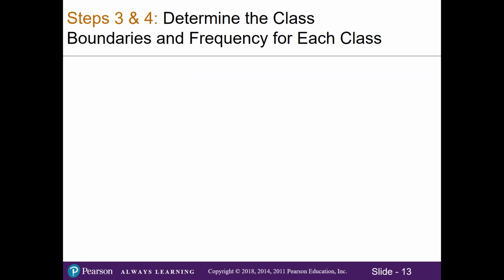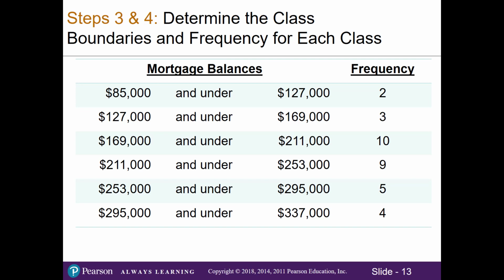In steps 3 and 4, we will set up the upper and lower boundaries for each class, and then count how many properties appear in each of these classes. Now this is where you get to use your judgment and decide where would be a good place to start. In this example, I'm starting at 85,000, and then we go up by the class width of 42,000 that we got in step 2. I'll go up by 42,000 for each class until I get my 6 classes.